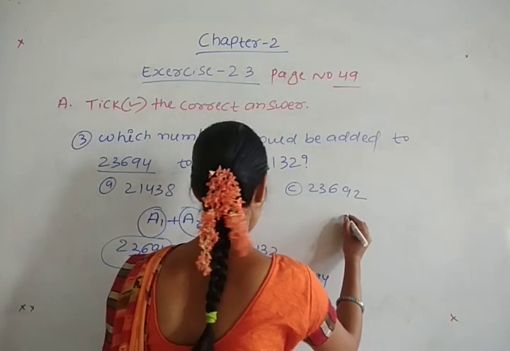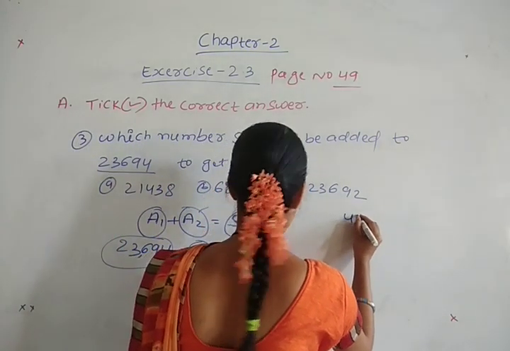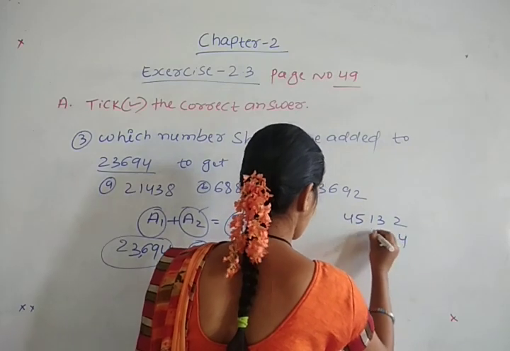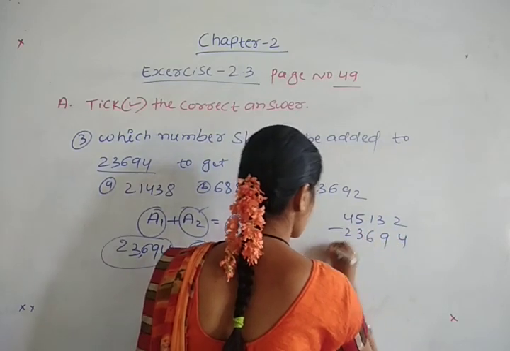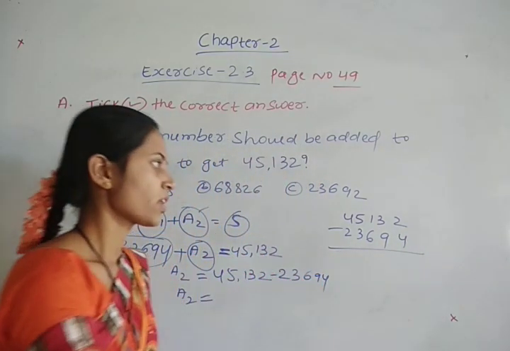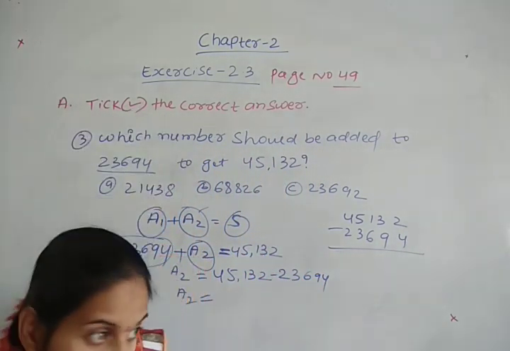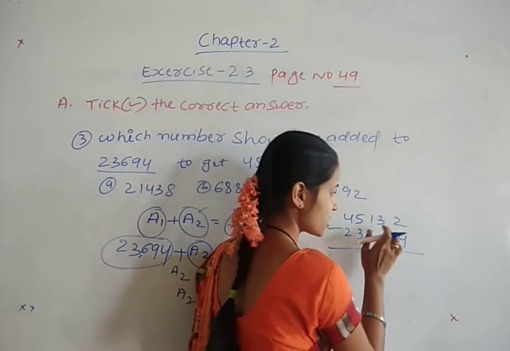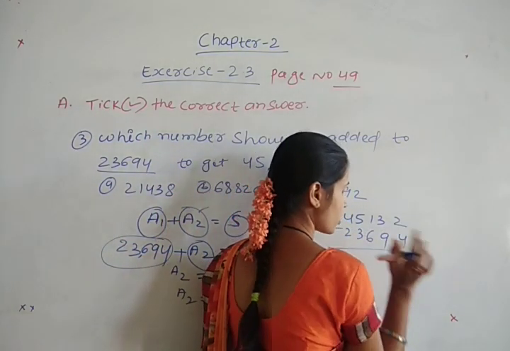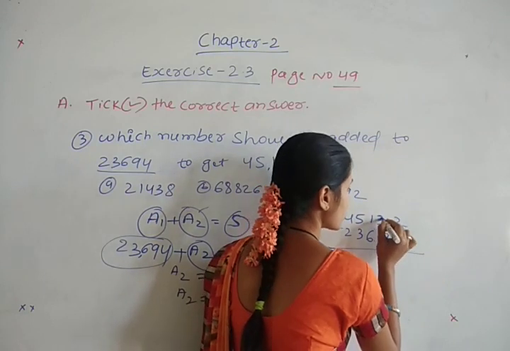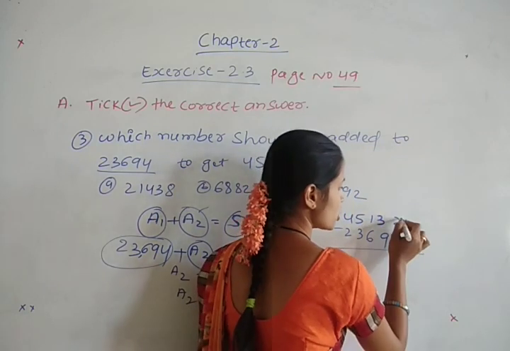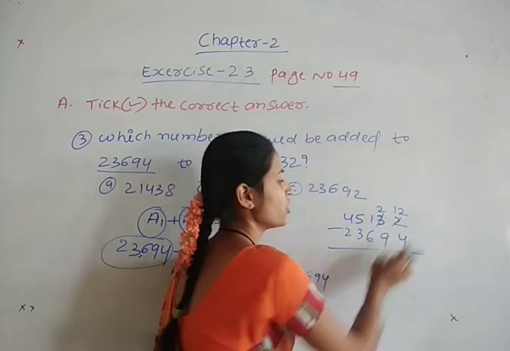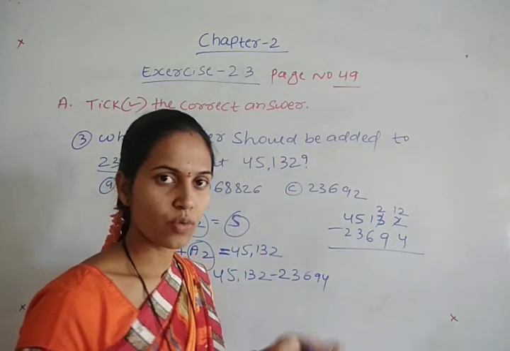I will subtract here 45,132 minus 23,694. Now let us subtract 2 minus 4. 2 minus 4 is not possible because 2 is smaller than 4. For that I will take one borrow from this 3. After taking one borrow from this 3, this 2 becomes 12, and here we are left with 2. Now if you subtract 4 from 12, what will you get?